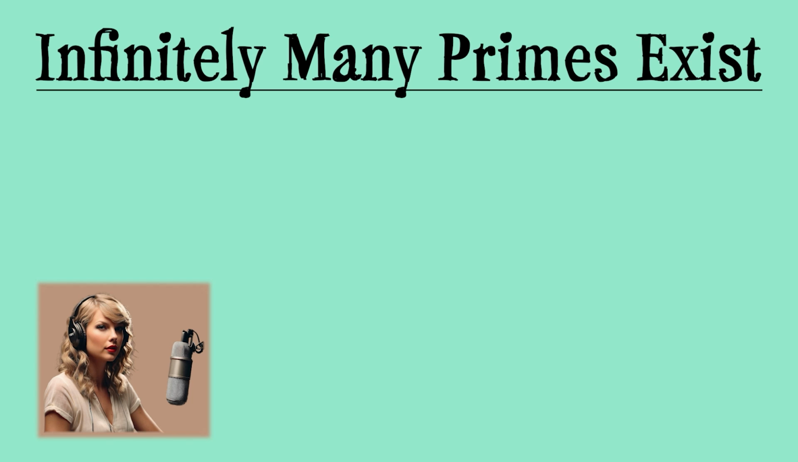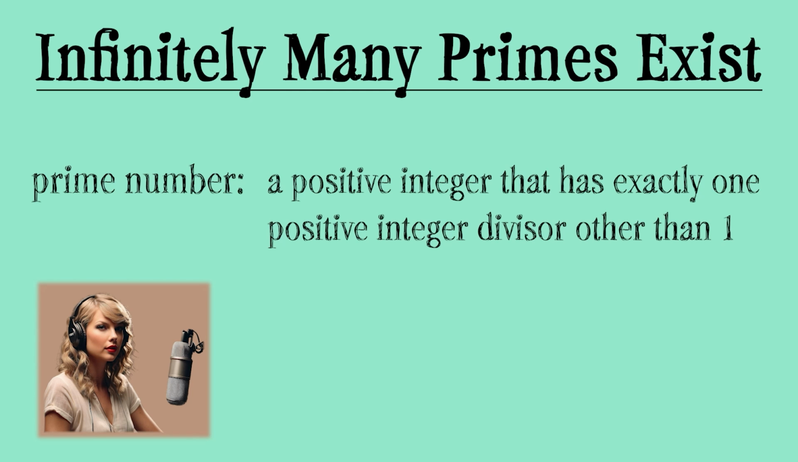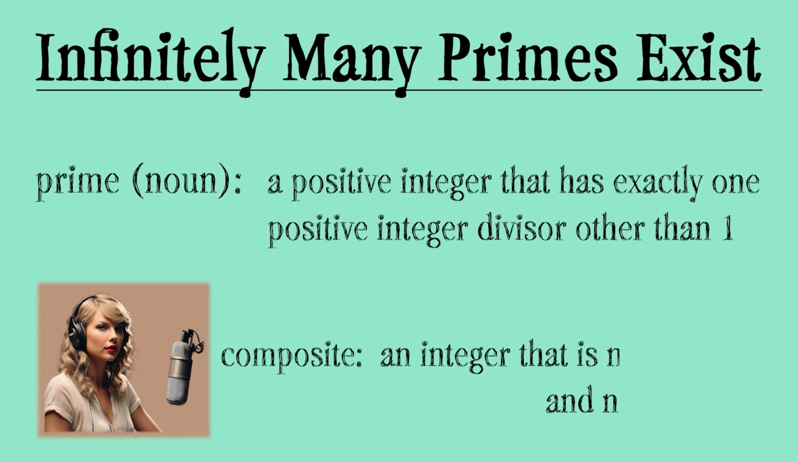Today we are going to prove that infinitely many primes exist. First, let's define a prime number. A prime number is defined as a positive integer that has exactly one positive integer divisor other than 1. Prime numbers will be referred to as primes. Positive integers that are not primes will be referred to as composites.